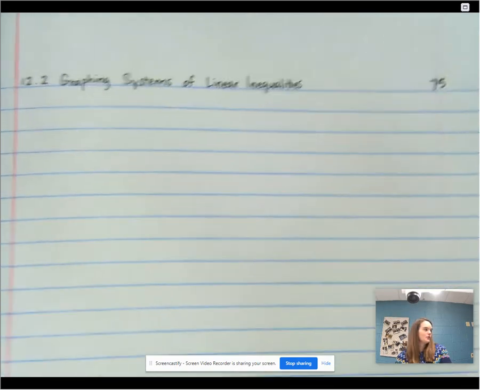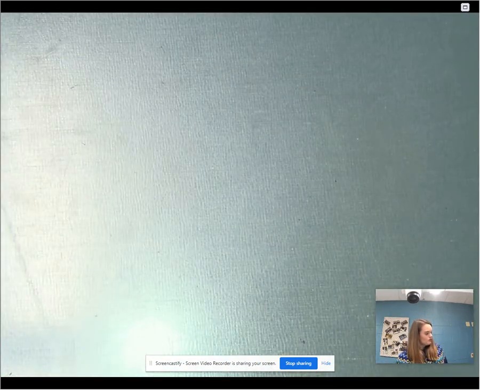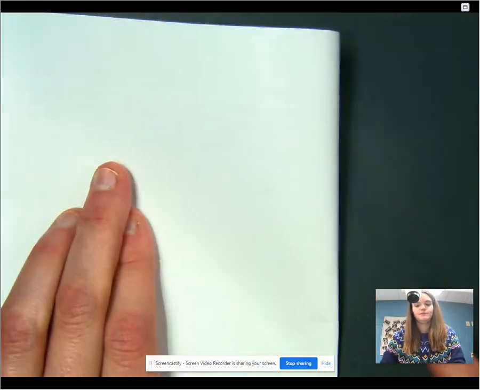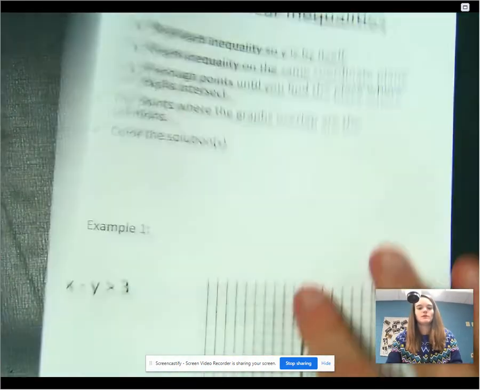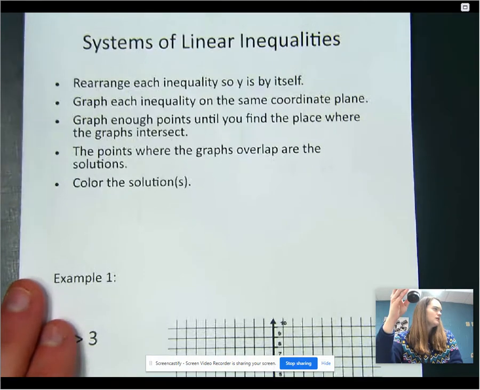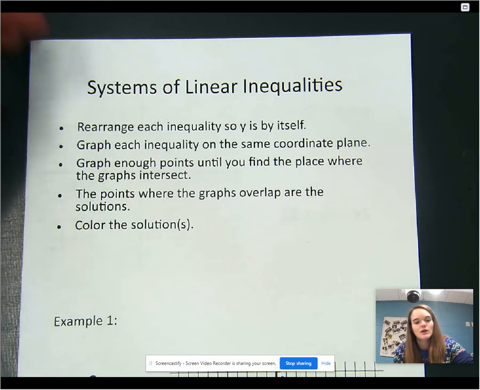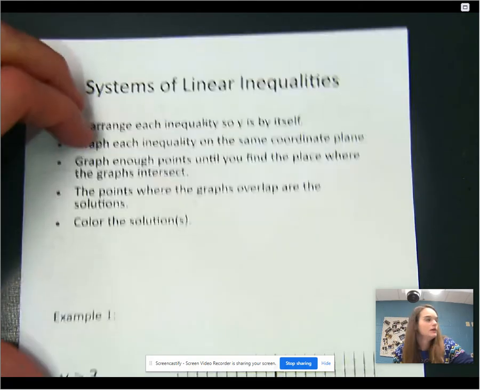So you should have a foldable at the end of this video. Go ahead and fold that in half. All right, just like before, we first will have to rearrange for y, if it's not already like that. We'll graph them. We will color in the solution.